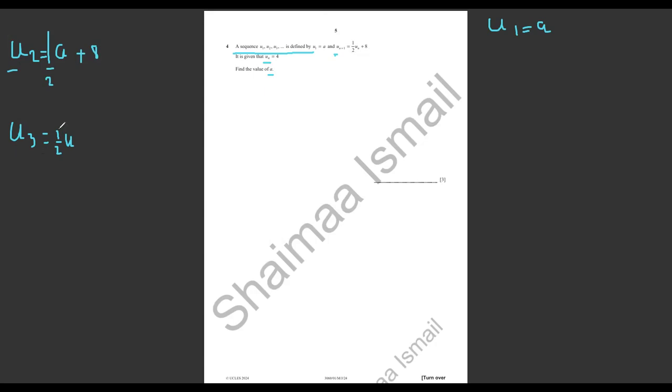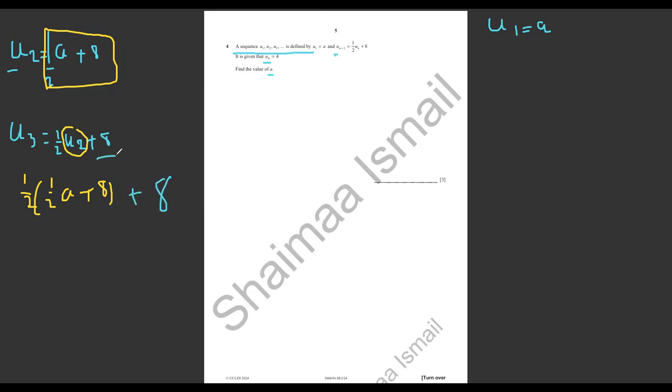Then u3 will be half u2 plus 8, is it right? Let's apply it for half of u2, we apply it for this part. So it will be half multiplied by half a plus 8, then multiplied, plus 8. Which we complete like this.